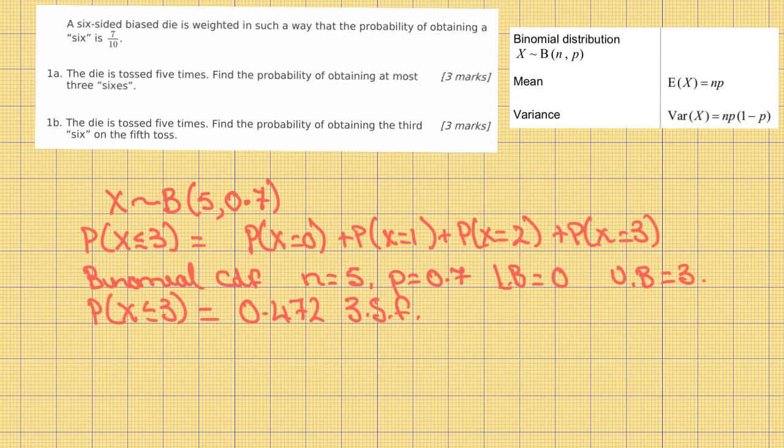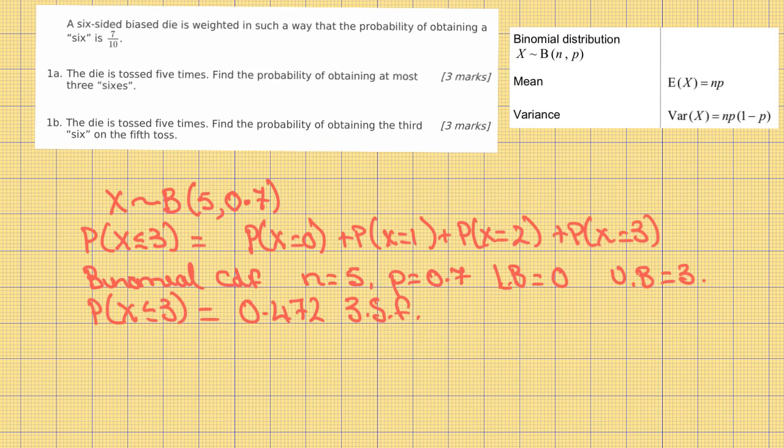Part B. The die is tossed 5 times. Find the probability of obtaining the third 6 on the 5th toss. To answer this question, you split it up into 2 distinct parts. The first part is that you are going to roll the dice 4 times and you want exactly 2 6s. Then you multiply that answer by 0.7 because you know for sure that the 5th toss is going to give you a 6.